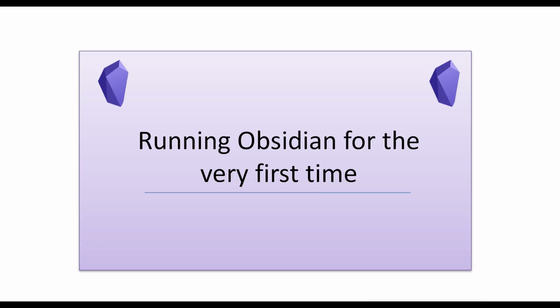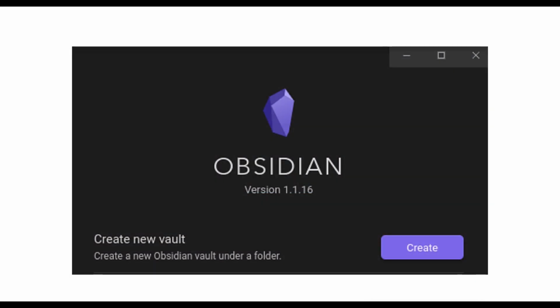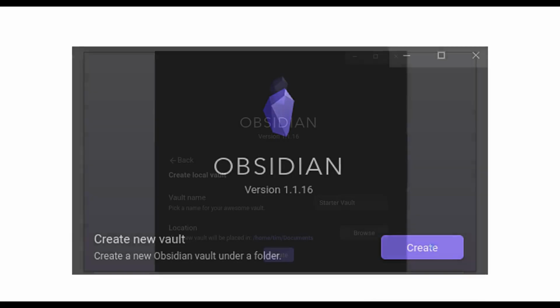Running Obsidian for the very first time. The very first time you start Obsidian, you will be asked to create a vault, as shown in the image. This will be your first vault, but you can create more vaults at any time hence as you need them. Simply click the Create button to begin, and this will cause the next screen to appear.